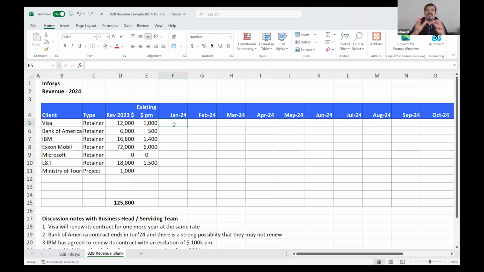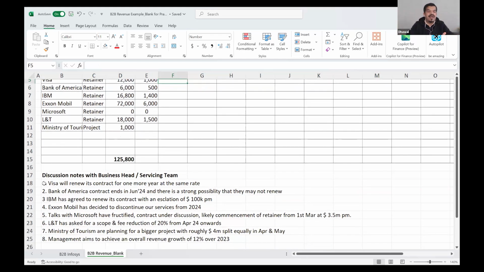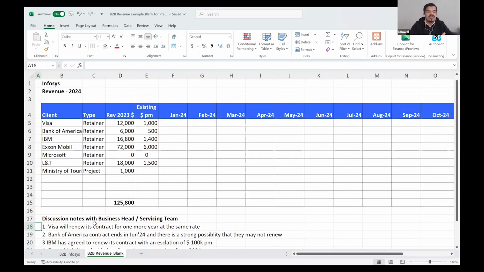The typical steps are that we get our template ready and then go into discussions with the business lead and different project managers. Based on my discussion with the business lead, I have captured my notes here. We look at each of these notes one by one and give effect to them to build our revenue budget simultaneously. So follow these points one by one, in focus. Get rid of all the distractions.